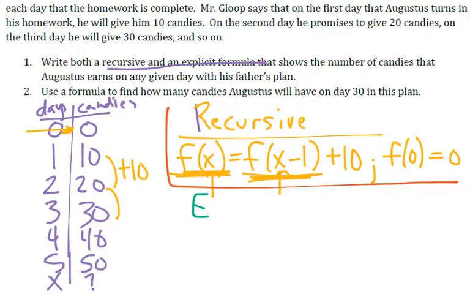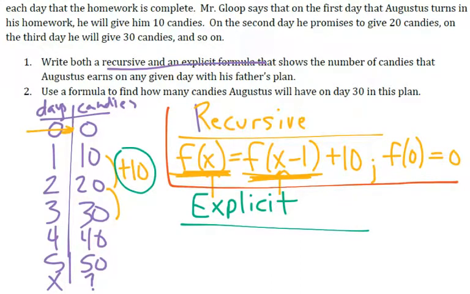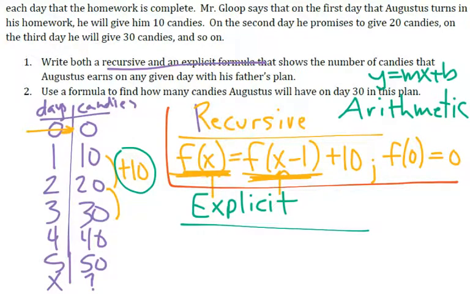Now for the explicit, okay, well, we're adding, so what kind of sequence would this be? It'd be arithmetic. So that means we're using the slope-intercept form, y equals mx plus b. So we're saying, okay, we'll use f of x though, equals, to get the term, it equals, well, how are we connecting these?